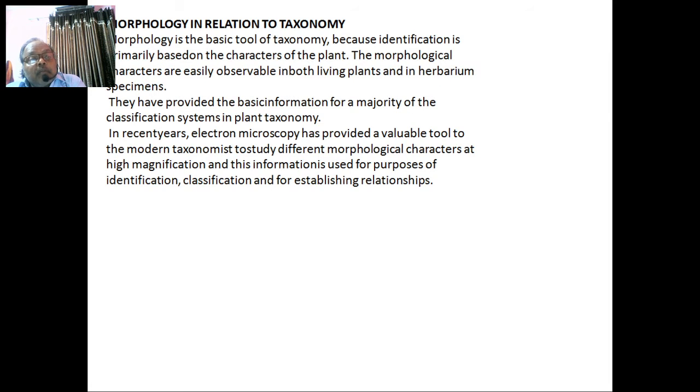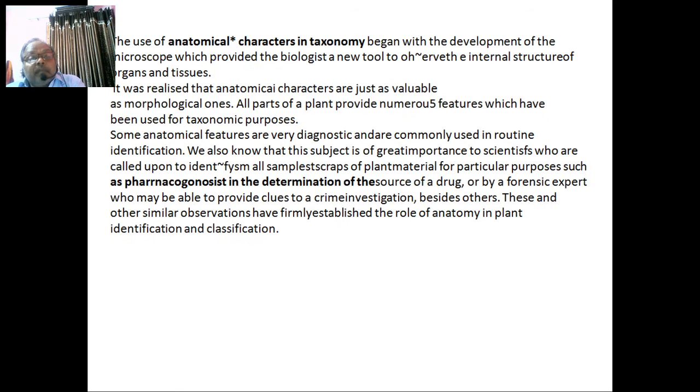Morphology in relation to taxonomy को अगर हम देखें तो morphology is the basic tool of taxonomy because identification is primarily based on the characters of the plant. The morphological characters are easily observable in both living as well as herbarium specimens. They provide the basic information. The majority of classification systems in plant taxonomy are based on these. In recent years, electron microscopy has provided a valuable tool to modern taxonomists to study different morphological characters at higher magnification. This information is used for the purpose of identification, classification, and for establishing relationships.